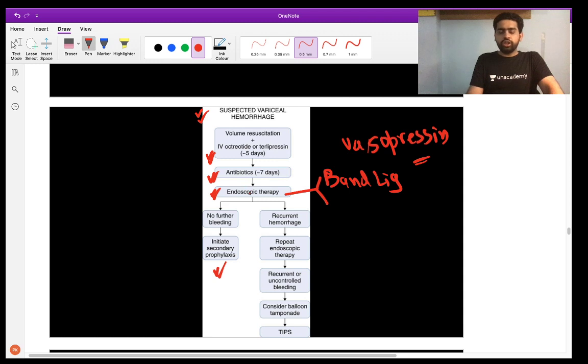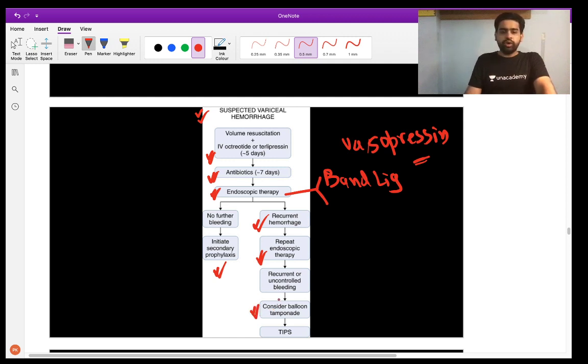Then if the patient's bleeding is not getting controlled, or if the patient is suffering from recurrent hemorrhage, you will again repeat the endoscopy. So how many times will you repeat the endoscopy? You will give 2 trials. If after 2 trials of endoscopy you are still not able to control the bleeding, then you will have to consider balloon tamponade.